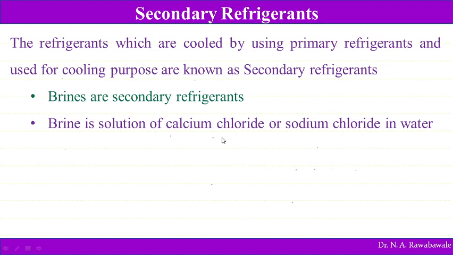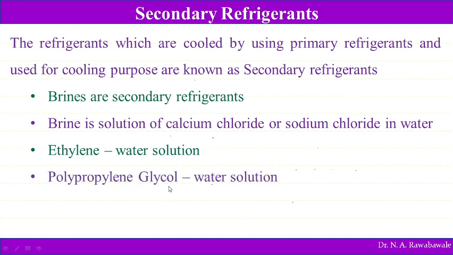So sometimes this brine has reactions with the metals, therefore it is avoided to some extent. Instead of that, we have some other solutions, that is ethylene glycol and water solution, then propylene glycol and water solution. These ethylene glycol and propylene glycol are known as anti-freezing elements, which are added to water and reduce the freezing tendency of water, or reduce the freezing temperature of water. So these substances are known as secondary refrigerants.